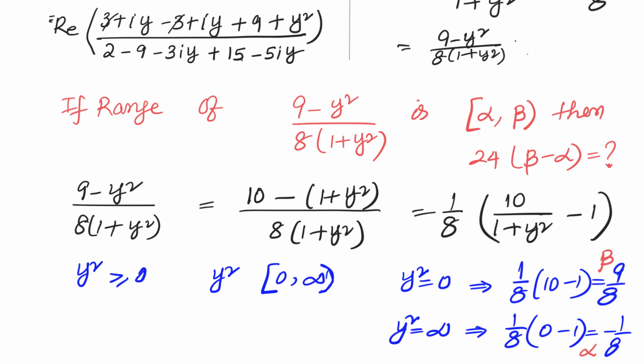Then what is the value of 24 into (beta minus alpha)? 24 into (beta minus alpha) equals 24 into (9 by 8 plus 1 by 8), which is equal to 24 into 10 by 8, which is equal to 30.